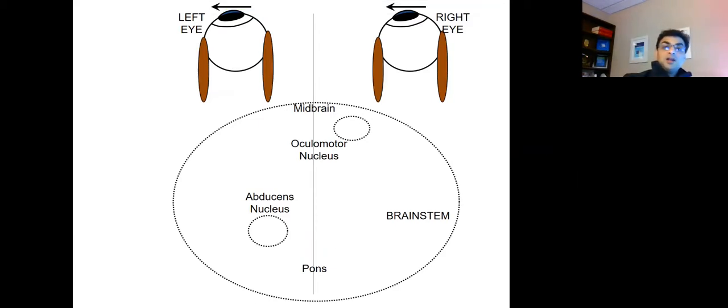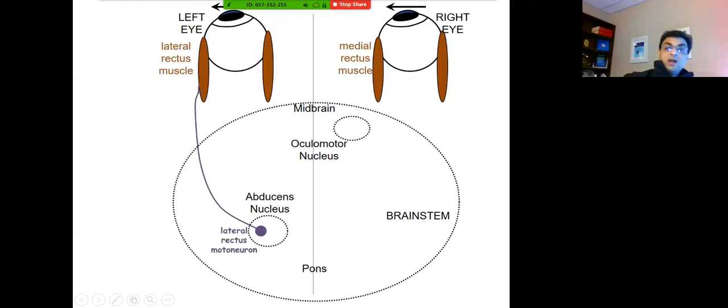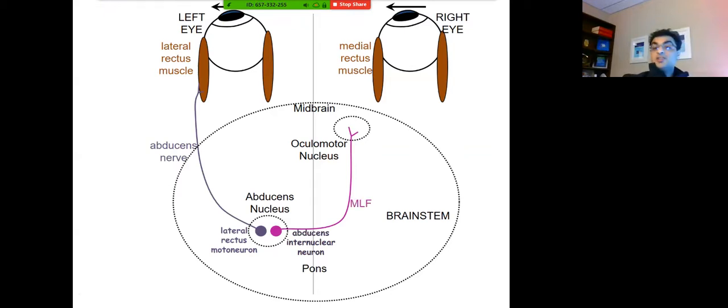Now let's say you want to make a saccade to the left side. In order to do that, you need to activate your lateral rectus and the medial rectus. The abducens nucleus is going to innervate your lateral rectus via lateral rectus motor neurons in the abducens nerve. And then the same abducens nucleus is going to talk to the oculomotor nucleus on the opposite side of the brain via abducens interneurons, which pass through the medial longitudinal fasciculus, and then go to medial rectus motor neurons. So by activating this pair of what we call yoked muscles, your eyes are going to move to the left side.